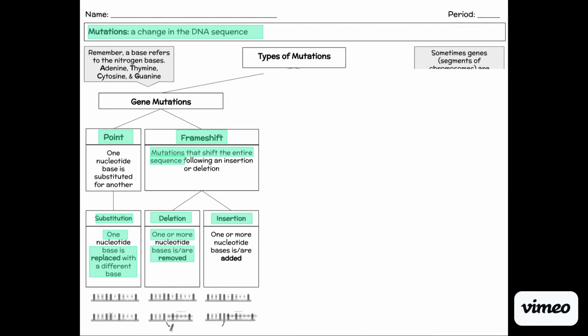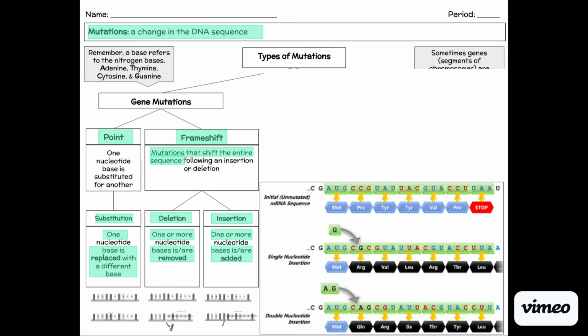Insertion is the opposite. It is when one or more bases are added or inserted. So it's like adding letters to a word. In this graphic, we can see that an insertion of one or more bases changes the amino acid at the location of the mutation and everything after it, since it changes every codon that follows.